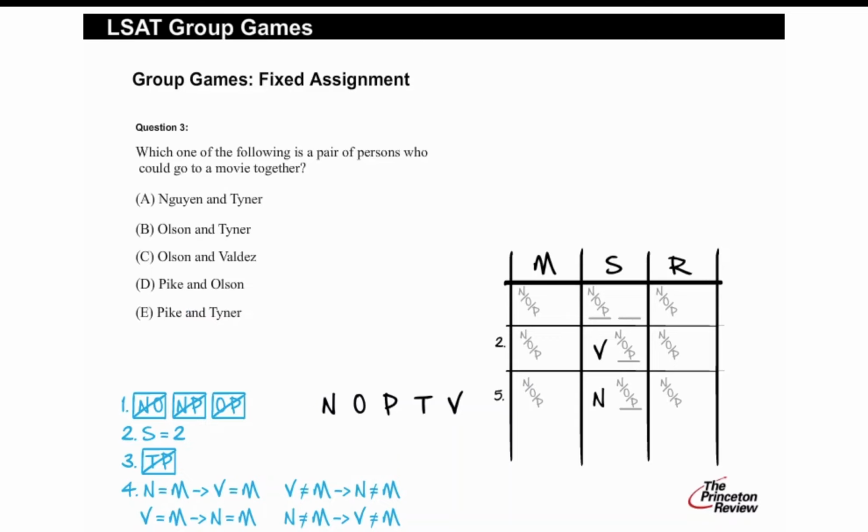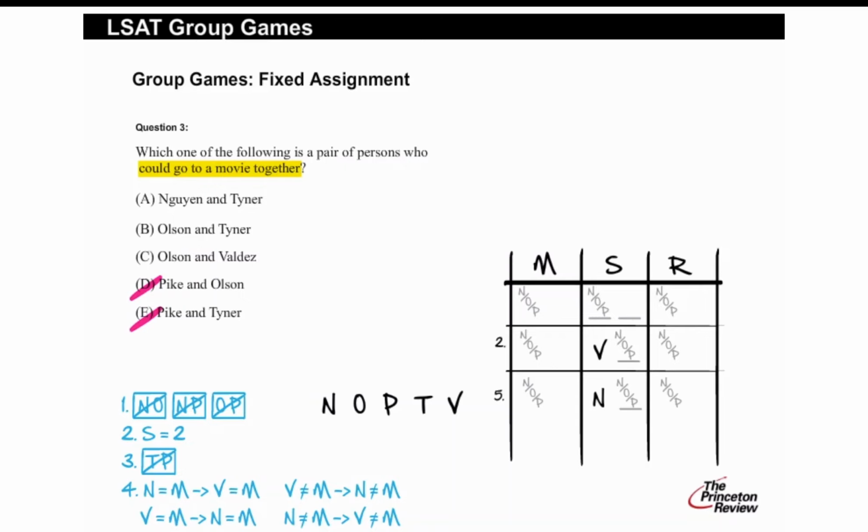Question 3 asks, which one of the following is a pair of persons who could go to a movie together? First, use the clues and deductions to eliminate what you can. You know from clue 1 that no 2 of the trio of N, O, and P can ever be together. That eliminates choice D. Clue 3 says Tyner and Pike can't go together, which eliminates choice E. Clue 4 says that either both N and V go to the movie, or neither does.